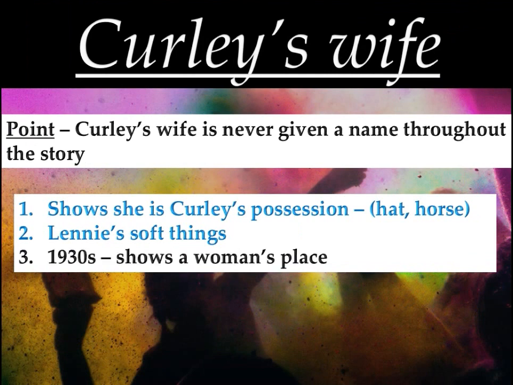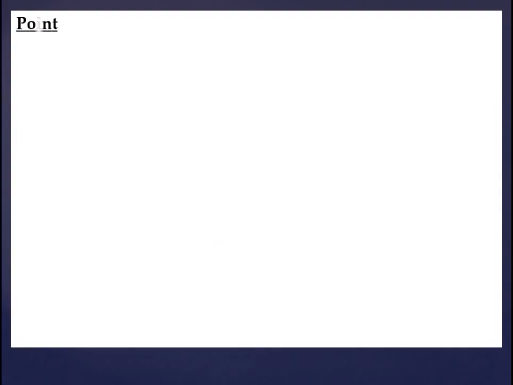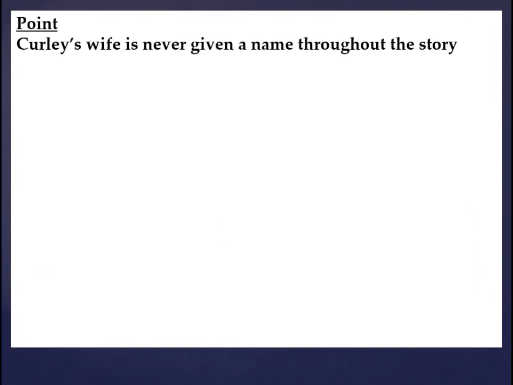And number 3, the third reason, and this is where we can get 1930s America into it, is it just shows that women were second-class citizens. A woman's place in society was far, far below the men. So Steinbeck is saying that she doesn't even deserve a name like the men, because that's where women's role was in the 1930s. So my point is Curley's wife is never given a name throughout the story.